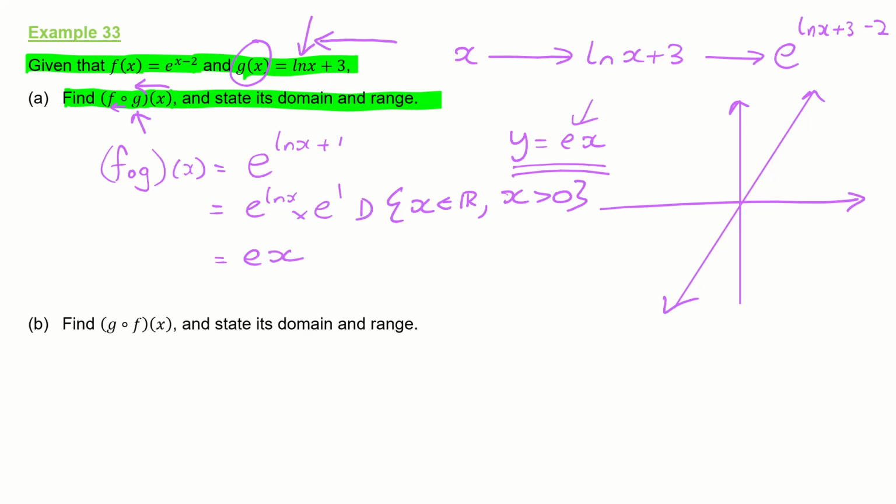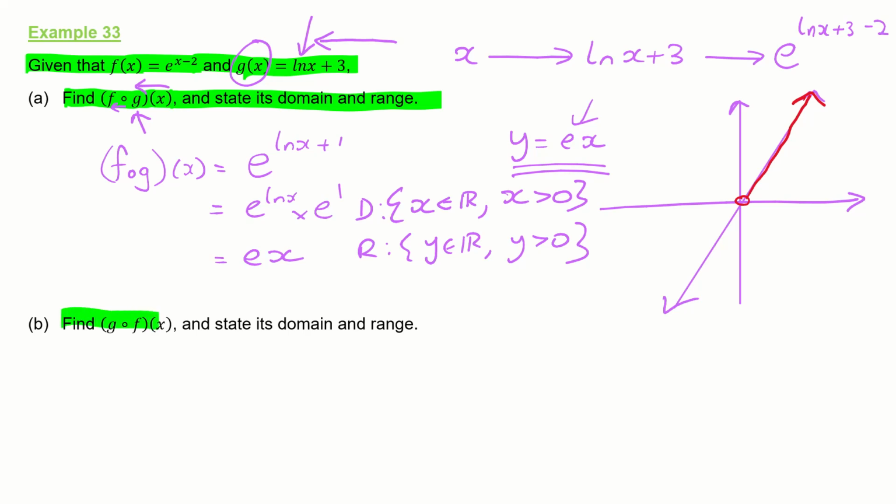And that means that the line can only really go from here upwards, which means that the range is going to be y is a real, y is greater than 0.